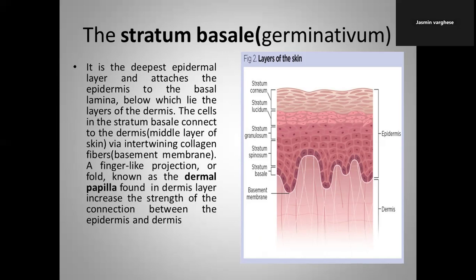The cells in the stratum basale connect to the dermis, the middle layer of the skin, via intertwining collagen fibers. A finger-like projection or fold known as dermal papillae, found in the dermis layer, increases the strength of connection between epidermis and dermis.